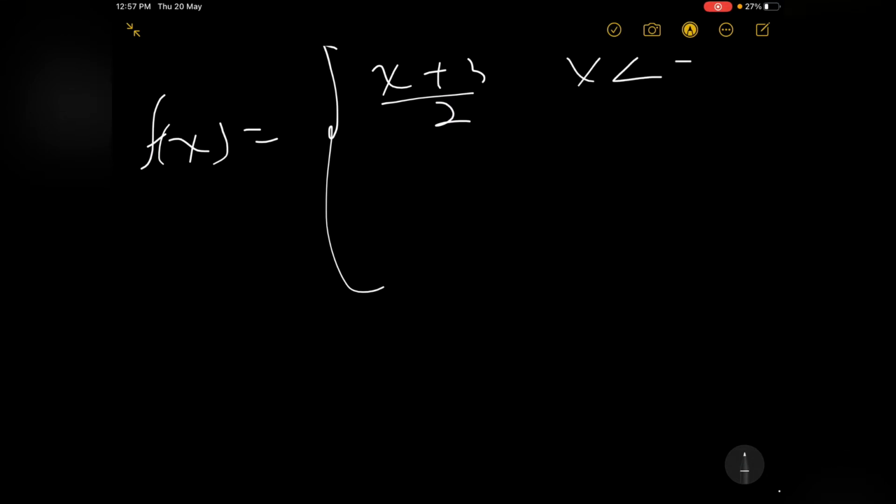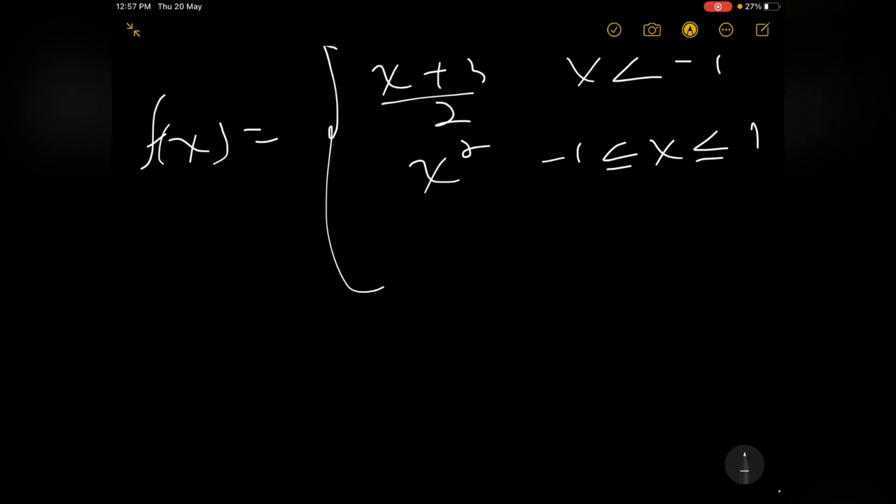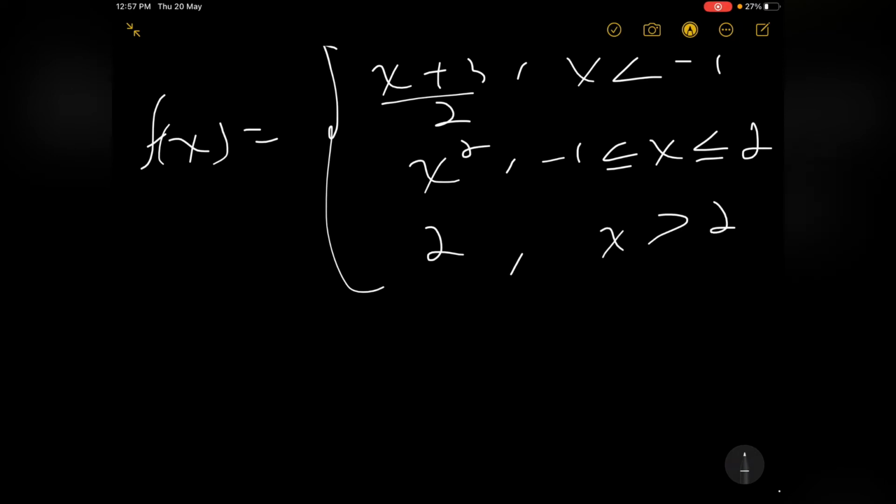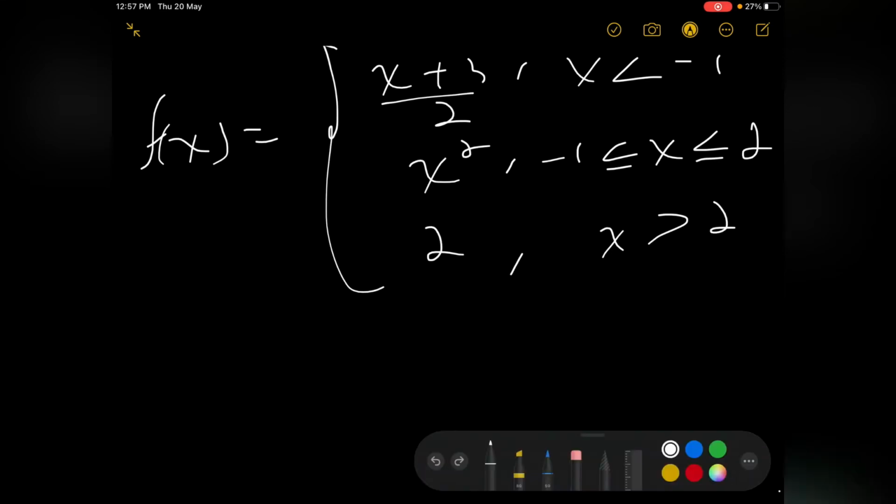So this would be an example of that. f of x is equal to x plus 3 over 2 when x is less than negative 1, x squared when x is between negative 1 and 2, and 2 when x is greater than 2. So this is what a piecewise function looks like.